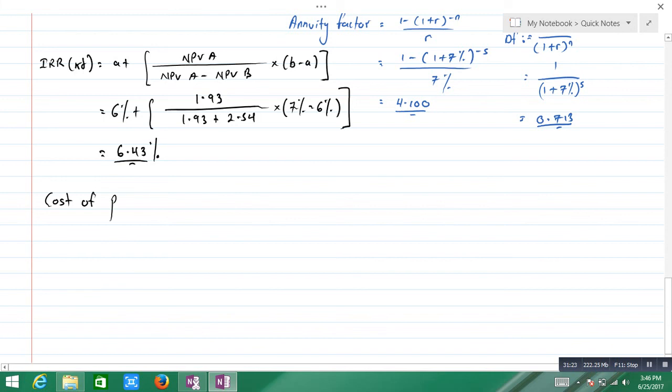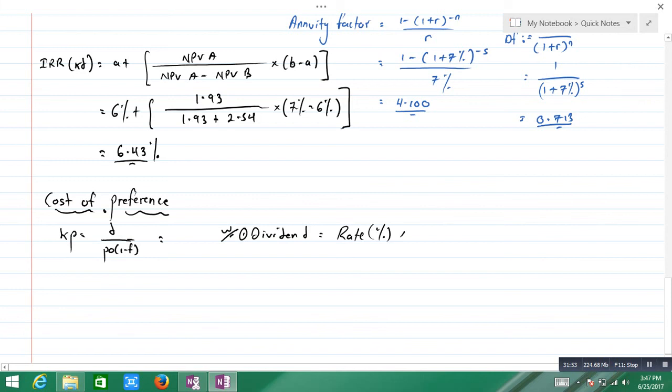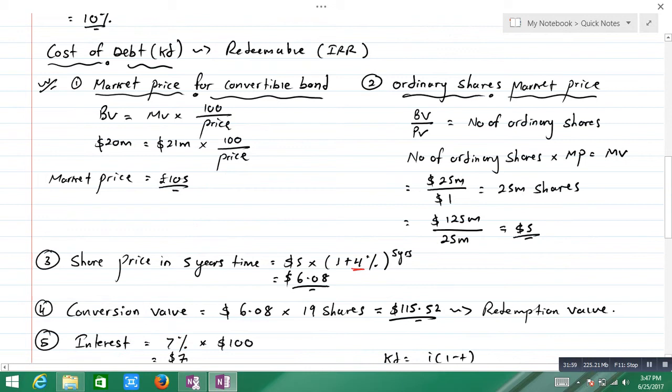Now, we need to calculate the dividend here. Working number 1. Formula is rate times the par value. Now, let's go back to the question. If you look at the question, the rate is 5%, par value is 1. So we're going to find the dividend. 5% times $1 will give you 5 pence. So that will be the dividend.